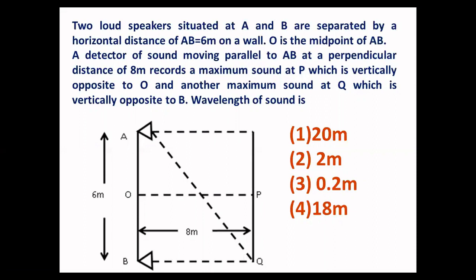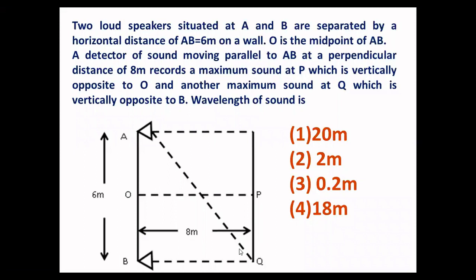Now, the second maximum sound can occur anywhere. That we don't know. The second time the footsteps may match anywhere, depending on the length of the footstep. Now, the problem says another maximum sound is heard at Q, which is exactly opposite to B. Now, what is the wavelength of sound? The clue for us is, if the first maximum sound is heard here, there is no path difference for the 2 waves. If the very next maximum sound is heard here, they should have a path difference of 1 lambda. Because when there is a displacement of half lambda, it is destructive.